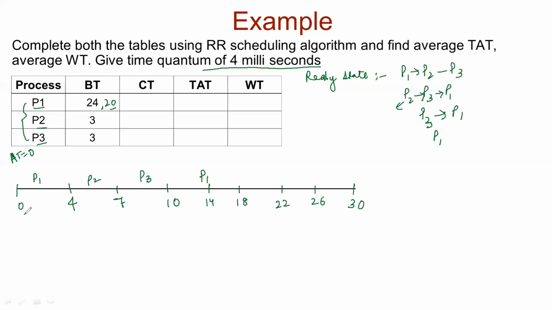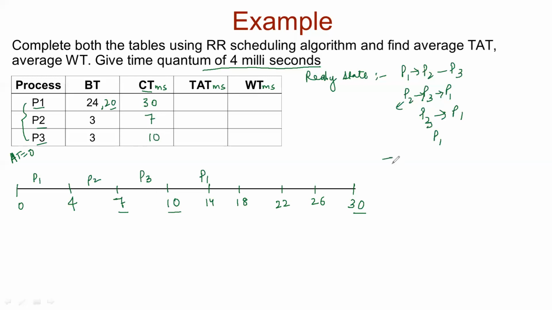Now let's first find out the completion time. All these times are in milliseconds. Completion time of process P1 is 30. Completion time is point in time. Of process P2 it is 7. Of process P3 it's 10.